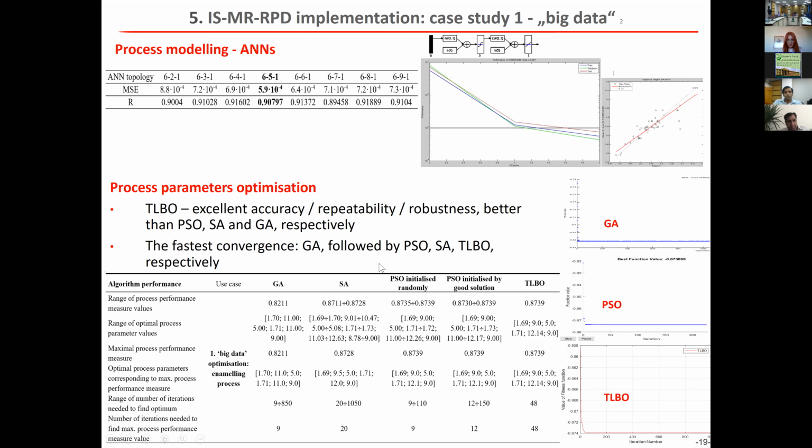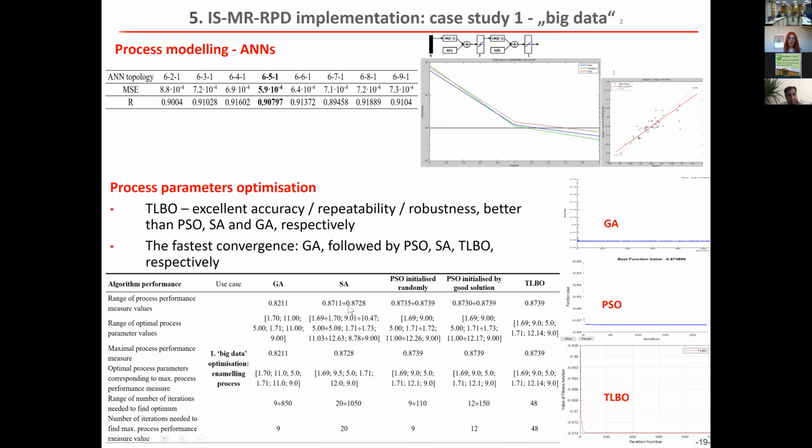Then I applied genetic algorithms, simulated annealing, particle swarm optimization, and TLBO to see the results. Here, for example, in the first row, you can see the range of the process performance measure using different settings of the algorithms. At the end, we can see that TLBO found the highest objective function, and in all repetitions, it found the very same result. Particle swarm optimization also managed to find such a high objective function, but there are some dispersions.